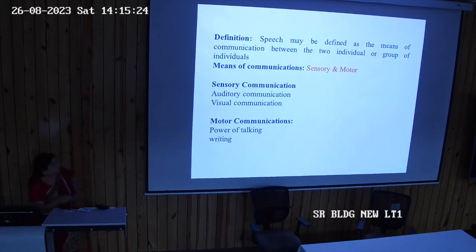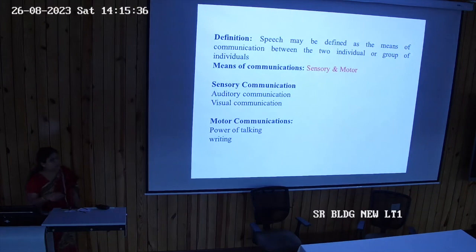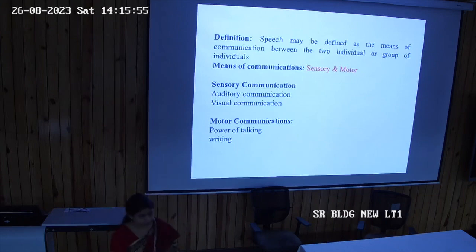So the definition: speech may be defined as a means of communication between two individuals or groups of individuals. Now, the means of communication may be sensory and motor. For any response or reflex, you need two important components: the stimulus, that is the receptive area, and the motor area. The two important sensory input areas related to speech, we are talking about sensory, are the auditory cortex and the visual cortex. The auditory one is present in the temporal region, and the visual one is present in the occipital lobe. So these are the two important sensory areas.